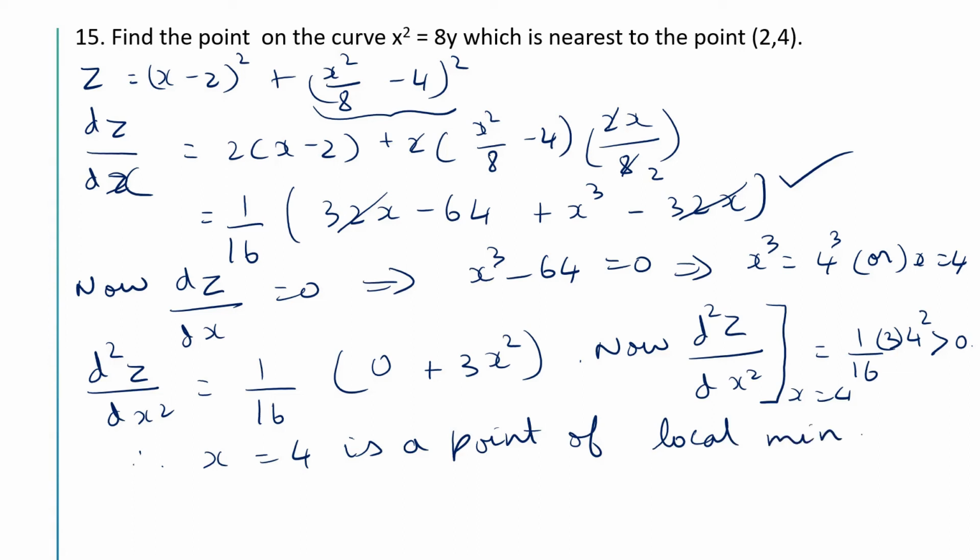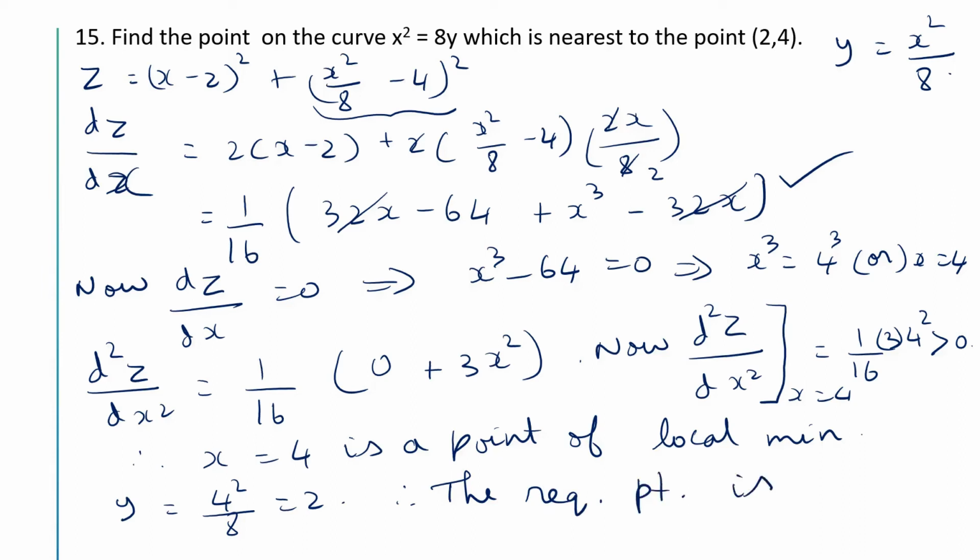So from the given curve, we have y is equal to x squared by 8. So y is equal to 4 square by 8, or it is equal to 2. So it is asked, find the point on the curve which is nearest to this point. So we got the x coordinate as 4 and the y coordinate is 2. So the point which is closest to this point is 4, 2. Therefore, the required point is 4, 2.